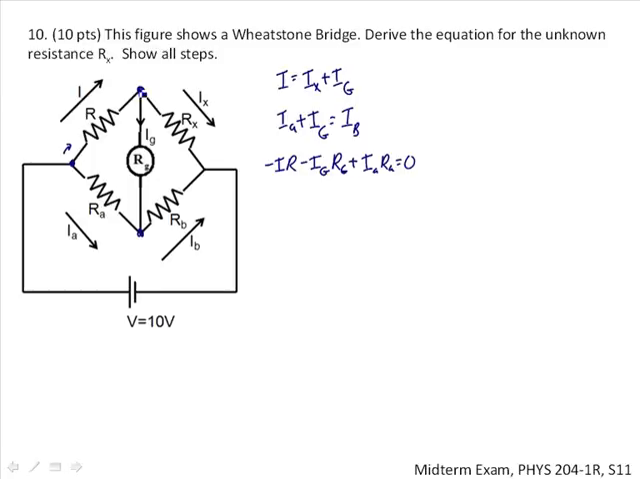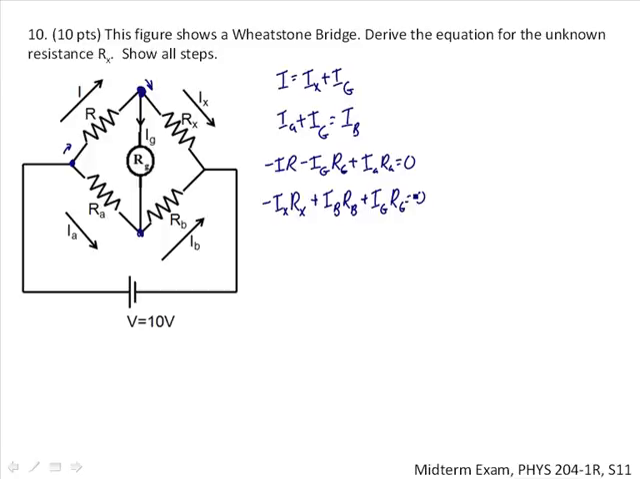And then for the right loop, I'll start up here. I'll go in this direction. Minus IXRX plus IBRB plus IGRG, and that's equal to 0.